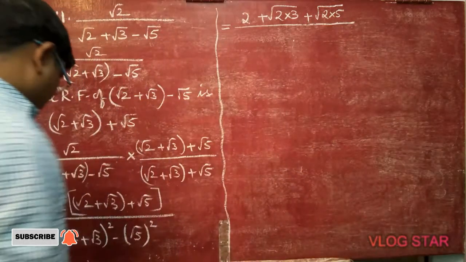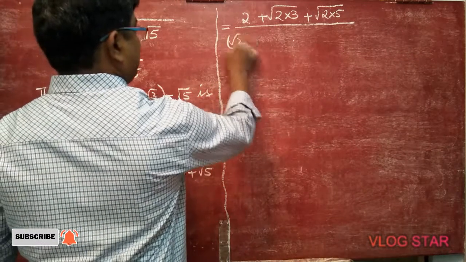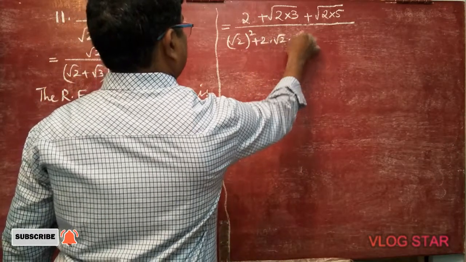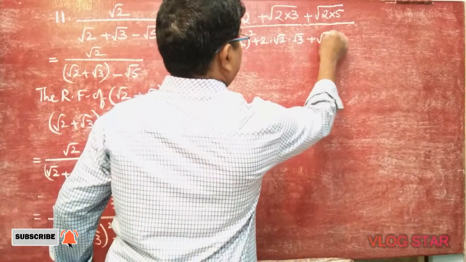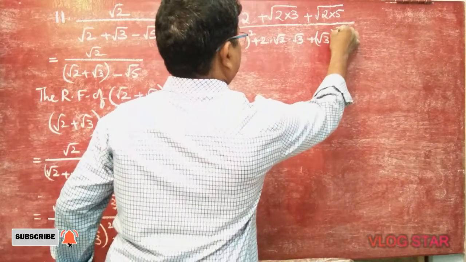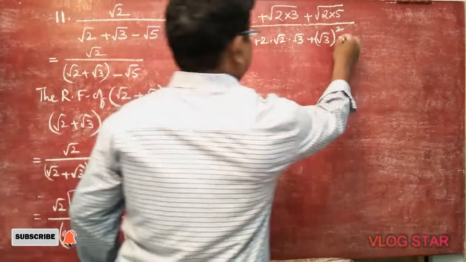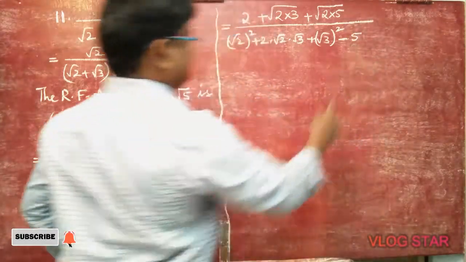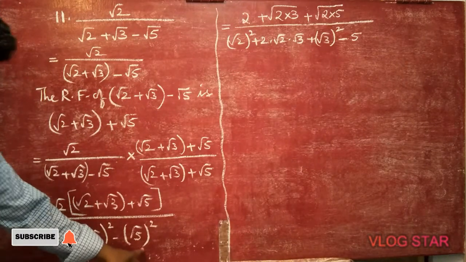Now come to the denominator. Denominator is in A plus B whole square formula. A square plus 2AB plus B square. Not yet completed. Keep your finger because minus is there. Minus root 5 whole square means 5. Up to here, this is only expansion of the first term. Still the second term is there.